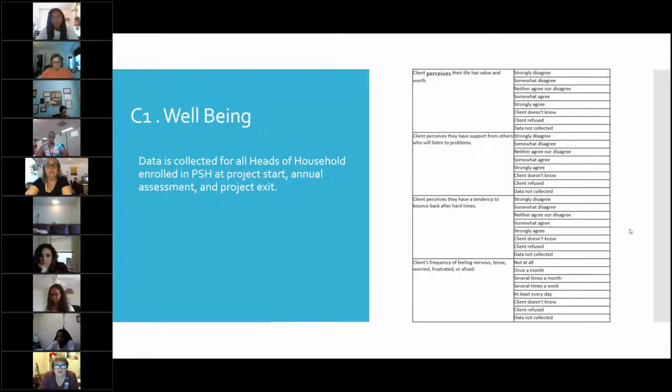The 4 questions related to this data element are: client perceives their life has value and worth. Client perceives that they have support from others who will listen to problems. Client perceives they have a tendency to bounce back after hard times. Client's frequency of feeling nervous, tense, worried, frustrated, or afraid.